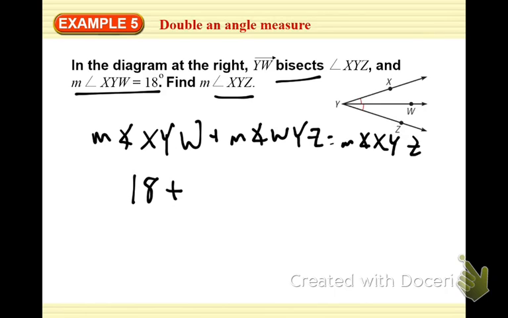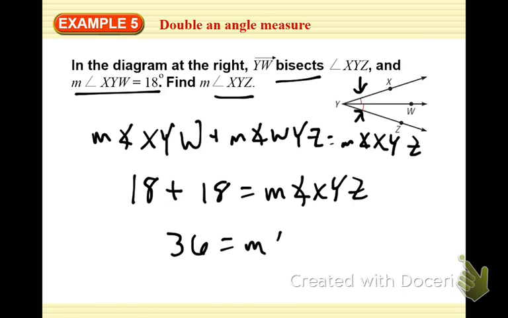We haven't specifically been given the measure of angle WYZ, but because these angles are congruent, they have the same angle measures. Then we know that angle WYZ is also 18. And of course, it becomes pretty simple from there. We just add these two and get 36. So angle XYZ is 36 degrees.